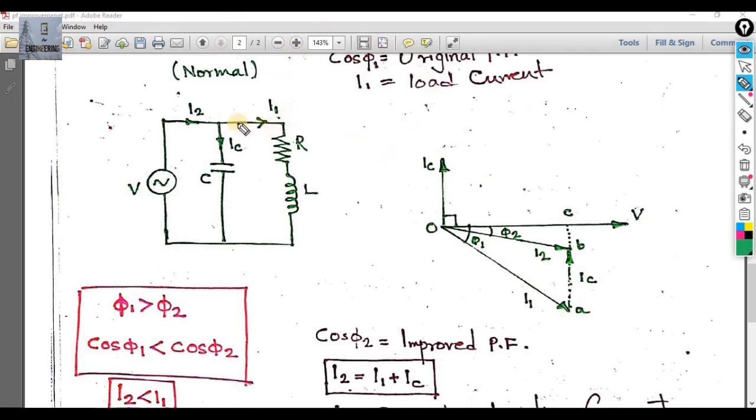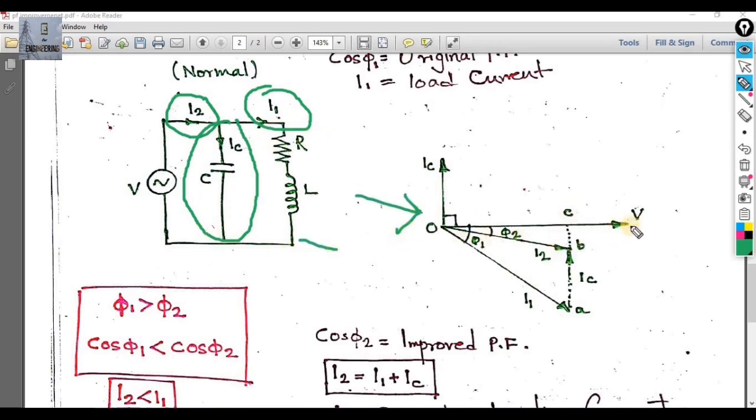To improve the power factor, we install a capacitor, the C capacitor, in parallel with the circuit. For this, a charging current IC is taken by the capacitor, and the total current is the I2 current. The load current is I1. If we draw a graph of the circuit, we can see here this is the voltage. The I1 lags the V by the phi 1 angle, and this is the IC, which is the charging current of the capacitor.